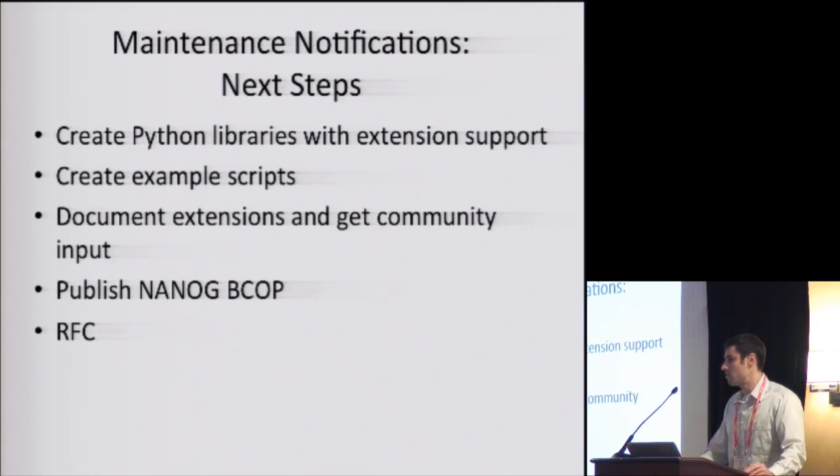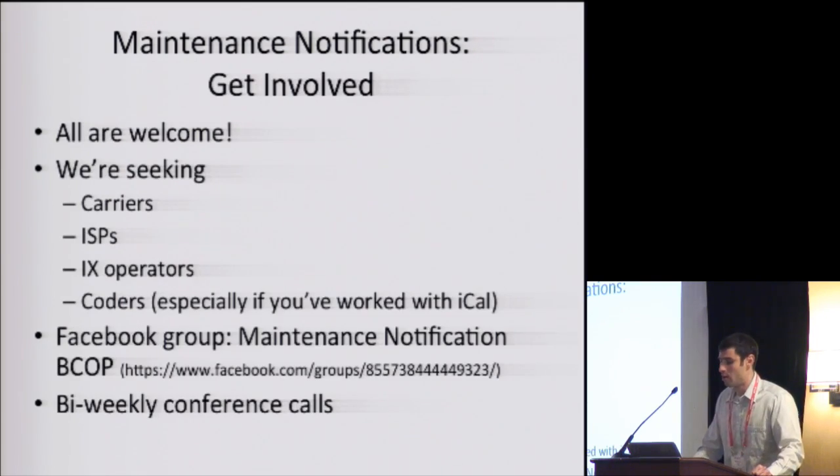We want to document this work and the extensions and then circulate that through the community for input. Our near-term goal is to publish a BCOP document. And because we're extending an RFC, we think the ultimate destination for this effort is to standardize the extensions that we're proposing through the RFC process. So to do all this, we need your help.